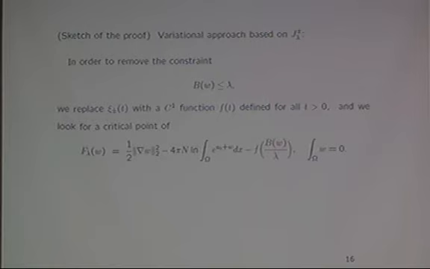This is the constraint. But if we impose such a constraint, then the variational approach does not give us any remarkable result. So the main idea for the proof is that we replace this function with a very good function f defined for all positive values of t. So we look for a critical point of this modified functional. This is f, which is defined for all positive t.